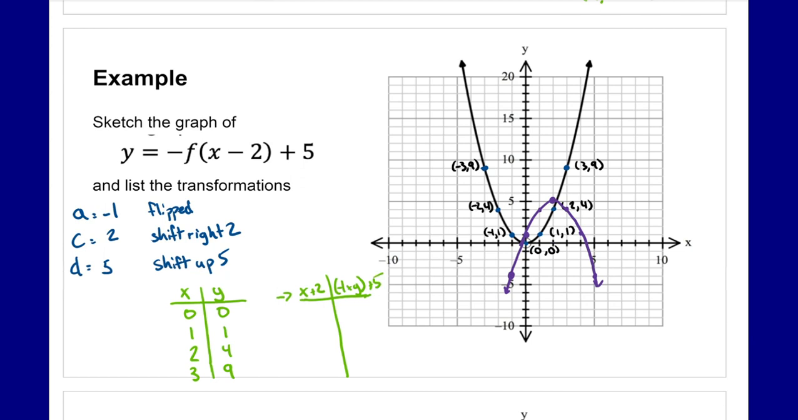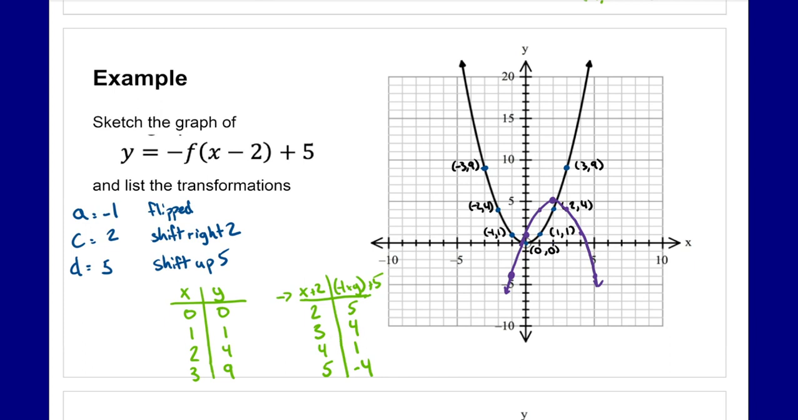So for the first pair, 0 plus 2 is 2. 0 times -1 is 0, plus 5 is 5. 1 plus 2 is 3. 1 times -1 is -1, plus 5 is 4. Next point, 2 plus 2 is 4. 4 times -1 is -4, plus 5 is 1. Next point, 3 plus 2 is 5. And then 9 times -1 is -9, plus 5 is -4.